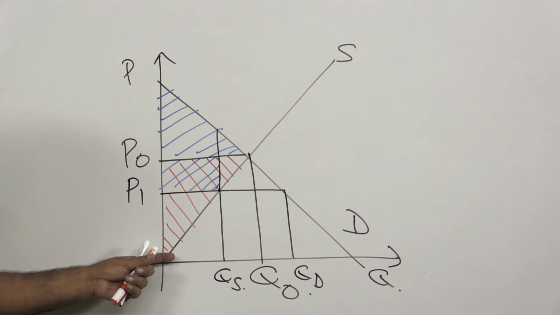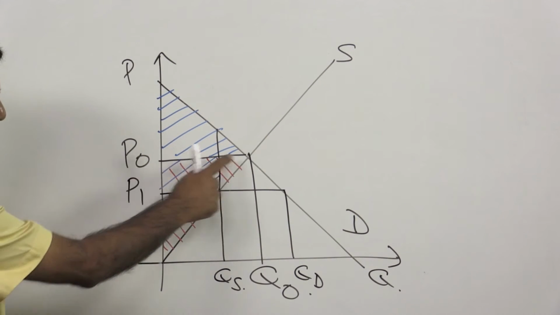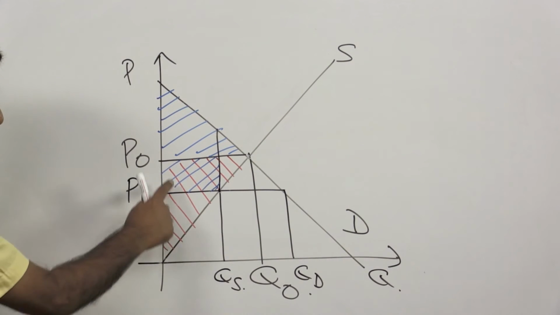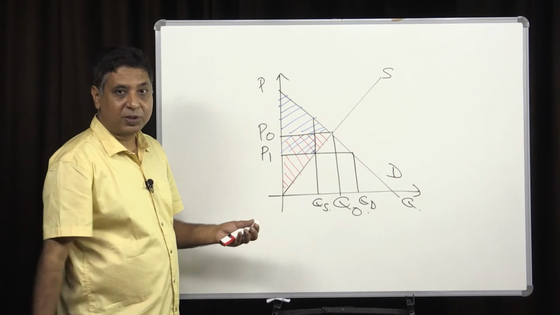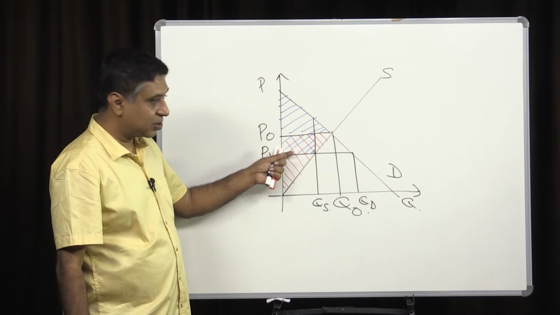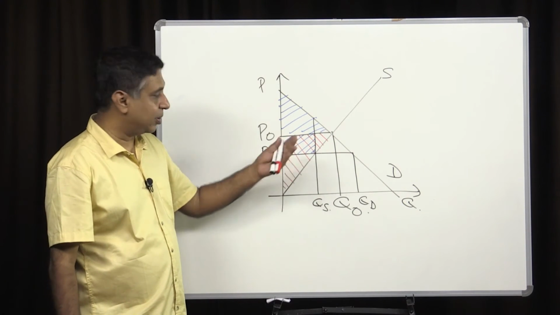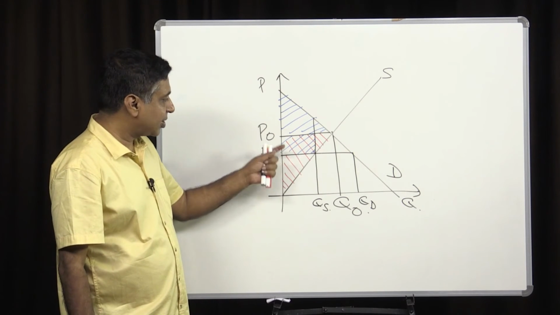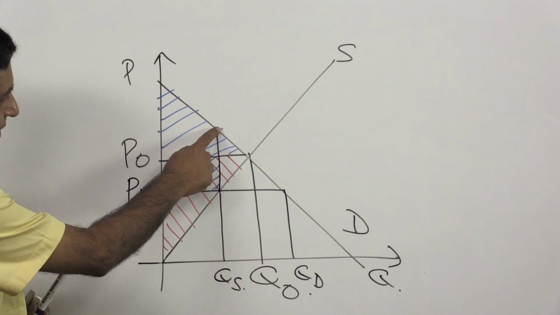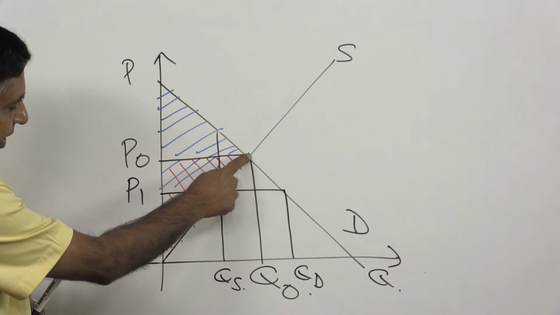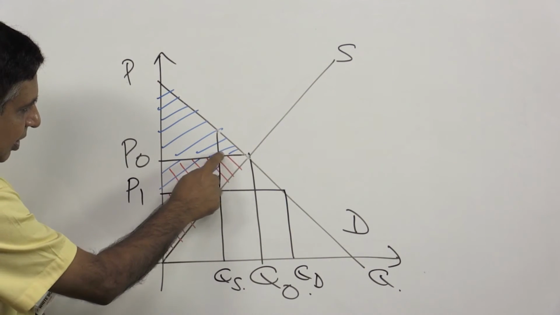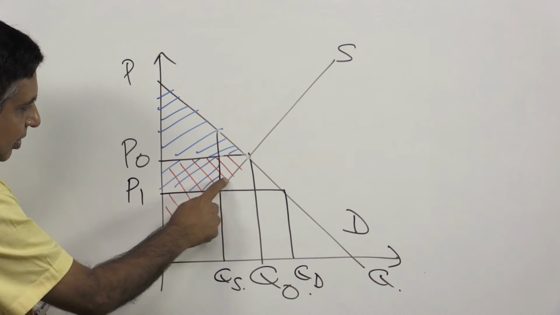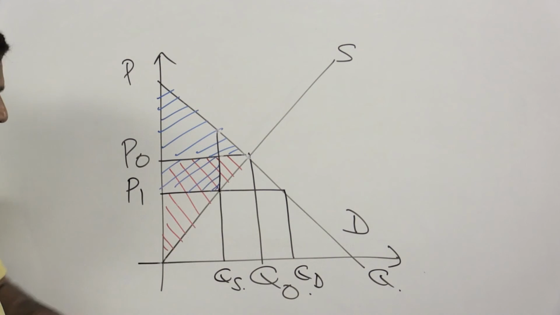Well, what happened to the producer surplus? Earlier it was this big triangle. Now some of that has been lost to the consumers because we are forcing landlords to rent out their apartments at a lower price. But something else has also happened. This small triangle and this other small triangle, this part which is shaded blue and this part which is shaded red, has now vanished.